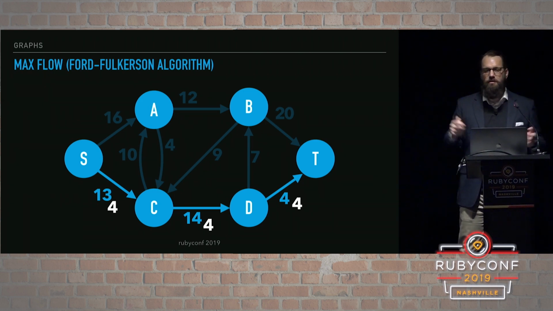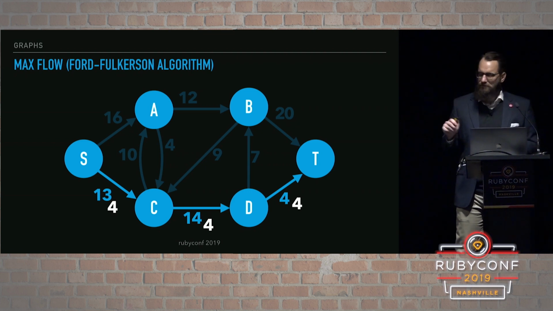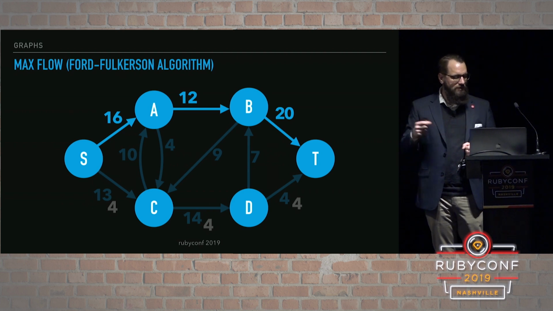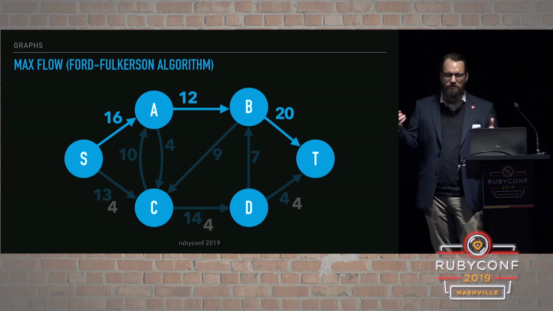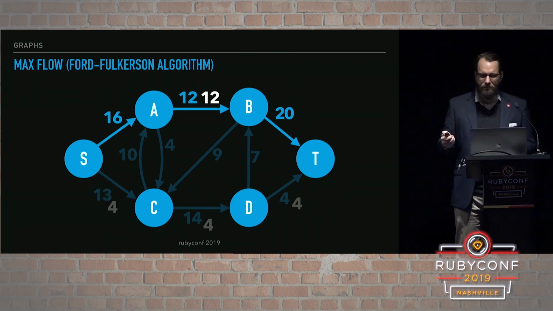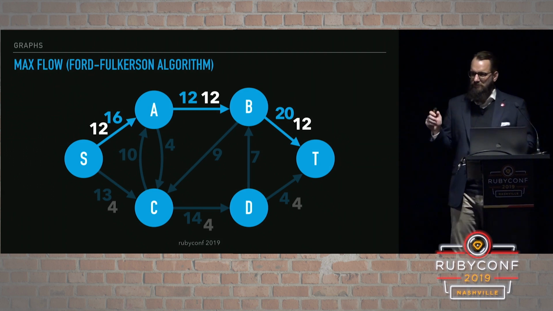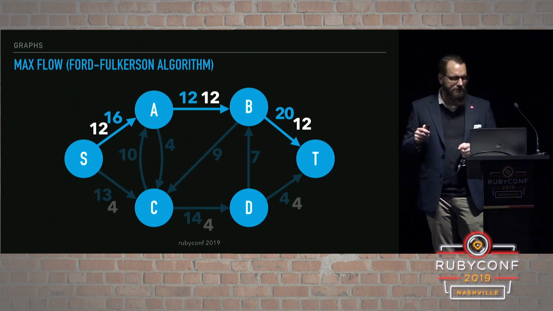OK, we found one. Let's find another pathway to get from S to T. And we find one up here on top, 16, 12, and 20. And of course, the minimum here is 12. So we add 12 to that path on each segment. And what we're left with is one more path to get to T.